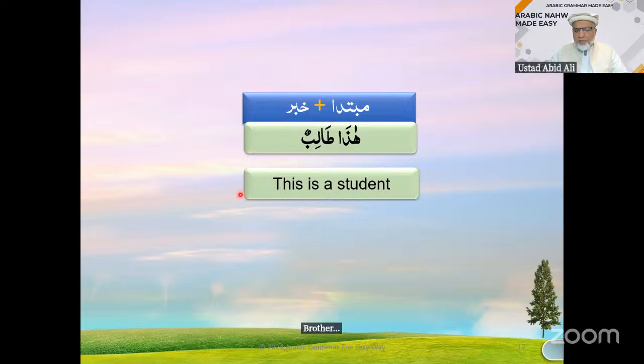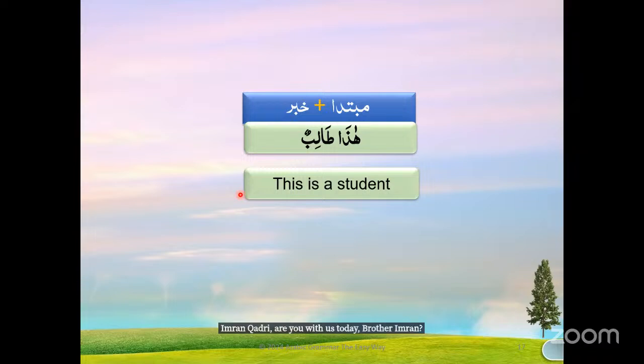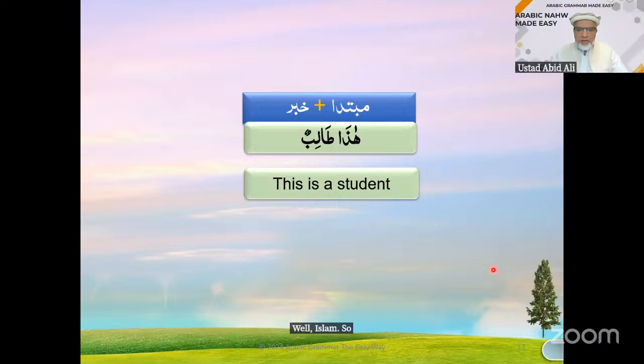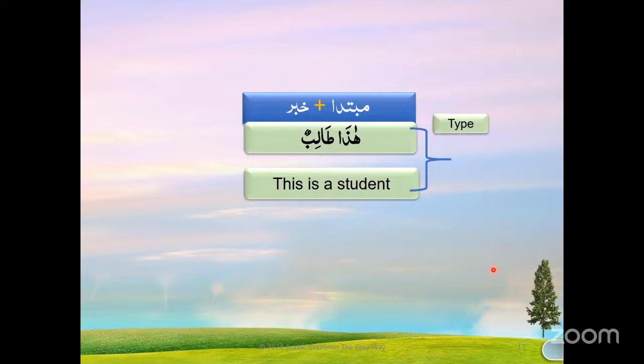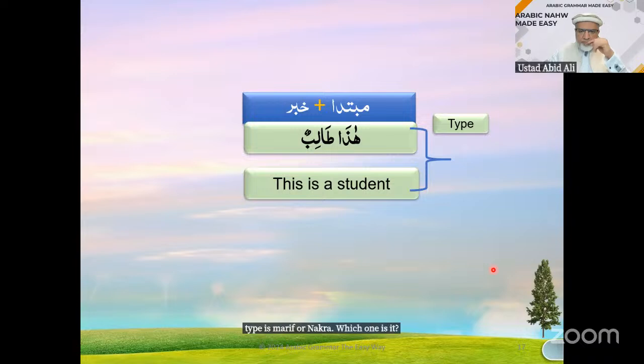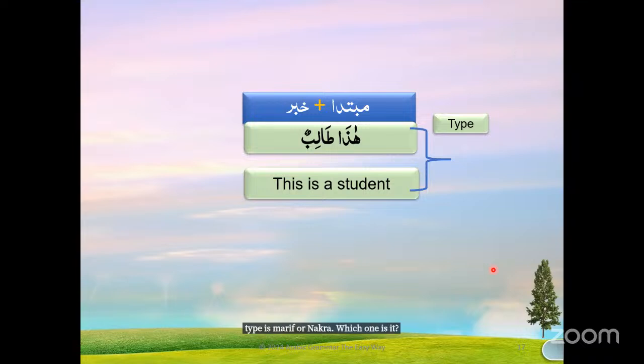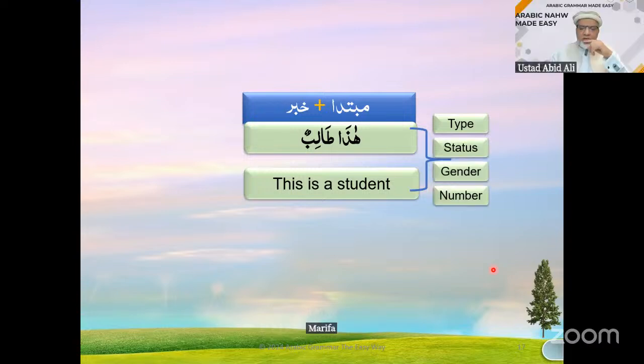Imran Qadri, are you with us today, brother Imran? Assalamu alaikum. Wa alaikum assalam. So, brother Imran, haza talibun. What is the type of haza? Is it Marifa or Nakra? Which one is it? Haza means this, Marifa.